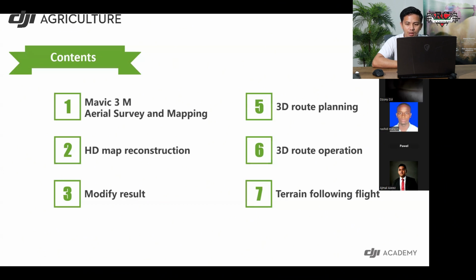People's mistake is they skip that step, modifying the result. Because after map reconstruction, it shows you this is trees, this is water, this is the buildings, this is the pools. This is by AI detection. AI detection is still not correct, and it still requires the pilot's help and the mission planner's guidance. So you need to modify the result, then you can plan. After planning, you can check the 3D route. When you are not satisfied, you can keep modifying again. And you can also go for the terrain follow flight last, by the Agras drone.